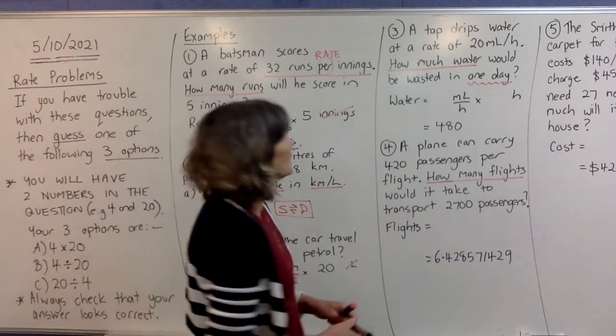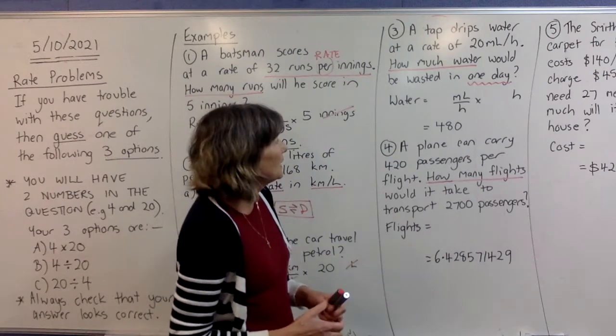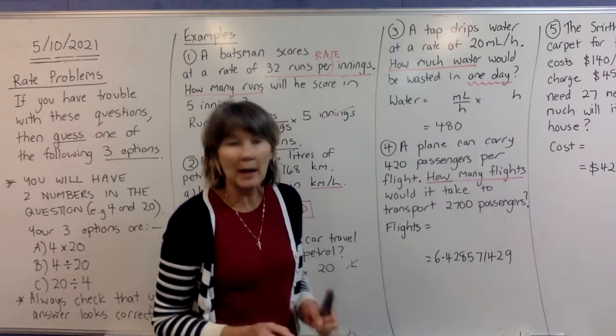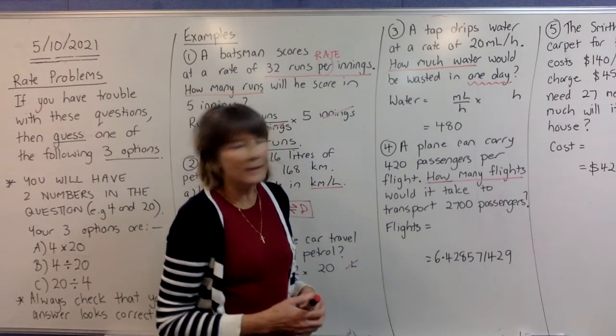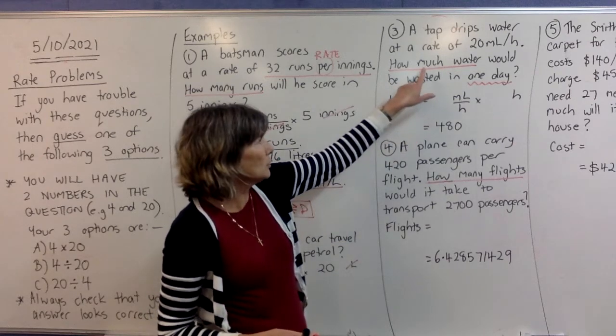All right, let's look at number 3. A tap drips water at a rate of 20 millilitres per hour. That means it's dripping 20 millilitres every hour. How much water would be wasted in one day? Okay, so we're going to do water equals, because that's what they want.